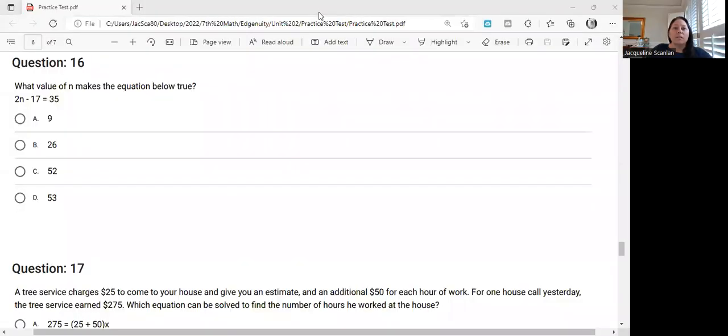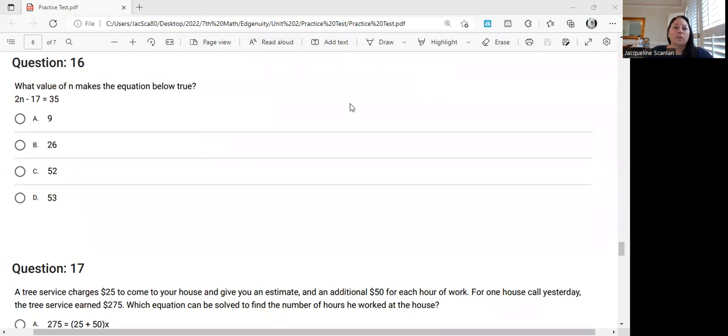All right, kiddos, last set of questions. Question 16. What value of n makes the equation below true? Finally, a question that is a can you do it question. This is one that we have been practicing consistently. Hopefully, this is one that you feel strong about completing.